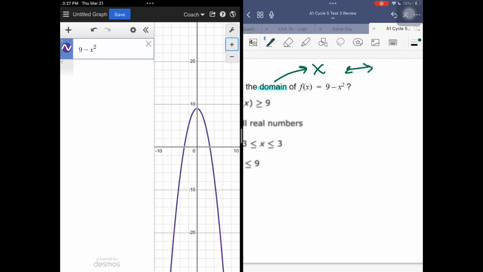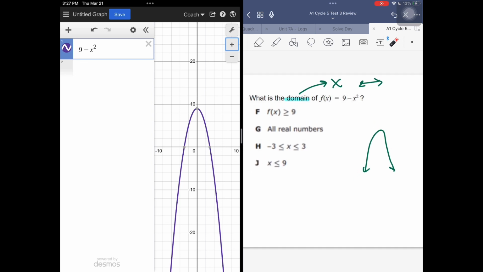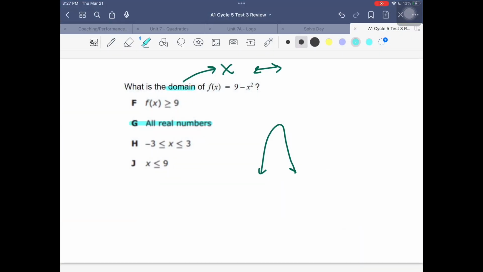There it is. I am noticing with the domain that this quadratic looks like this, right? And it goes down forever to the left, and it goes down forever to the right. The domain of a quadratic is always going to be all real numbers. So the domain of a quadratic is always all real numbers. That would be the answer to that one right there. Don't let the other ones trip you up.